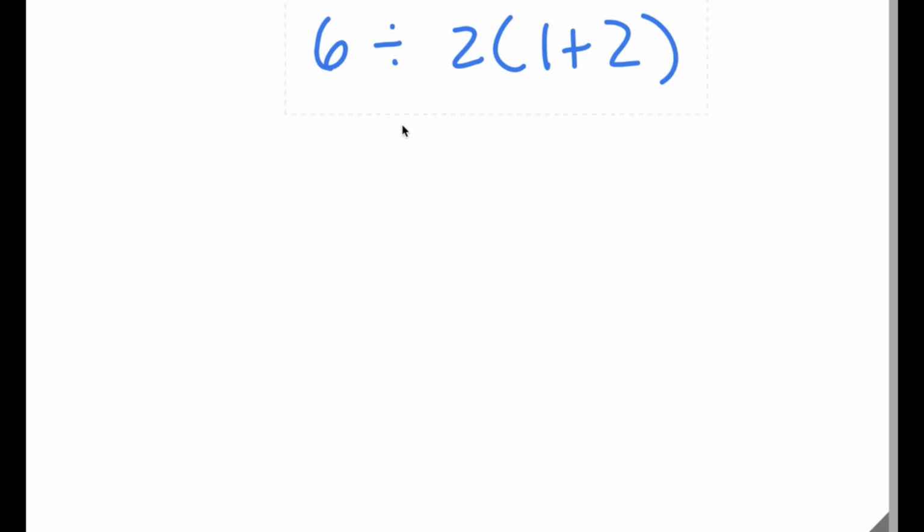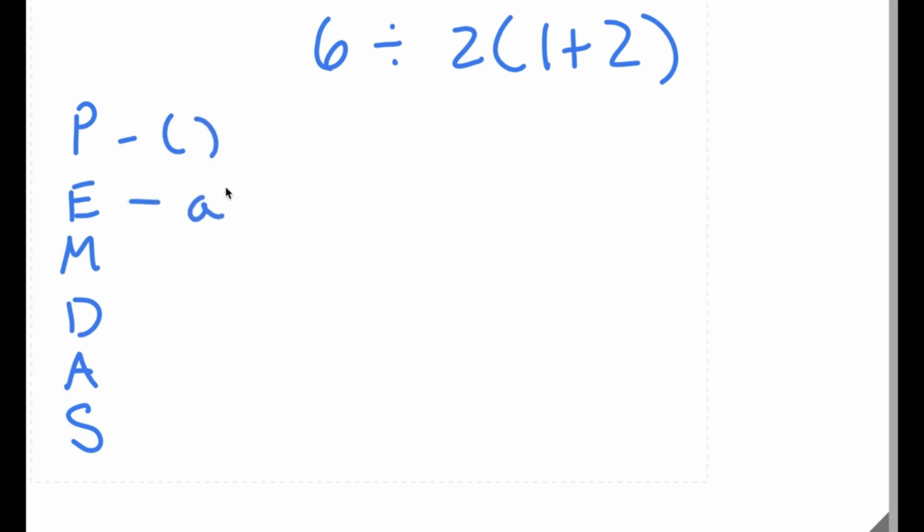Alright, so in this problem, I have 6 divided by 2 times 1 plus 2. And this is actually a very simple algebraic problem that many people actually get wrong. So to solve this, what I'm going to use is PEMDAS. So the P here stands for parentheses, the E stands for exponents, the M stands for multiplication, the D stands for division, the A stands for addition, and the S stands for subtraction.